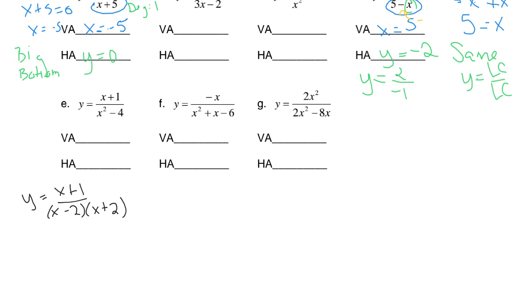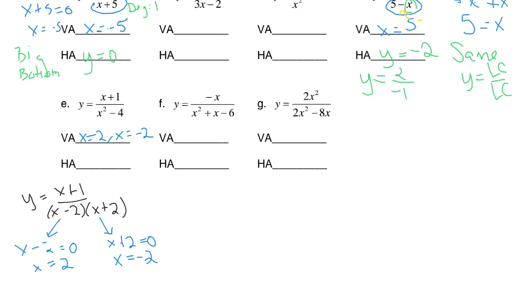The next question we would want to ask ourselves is, can we cancel anything? Because if we cancel, that makes a hole, not a vertical asymptote in the denominator. X plus 1 does not cancel with x minus 2 or x plus 2, so both of these pieces will make a vertical asymptote. So x minus 2, we can set equal to 0 and get x equals 2. And x plus 2, we can set equal to 0 and get x equals negative 2. Therefore, we have two vertical asymptotes this time. So we'll just list both. X equals 2, comma, x equals negative 2.